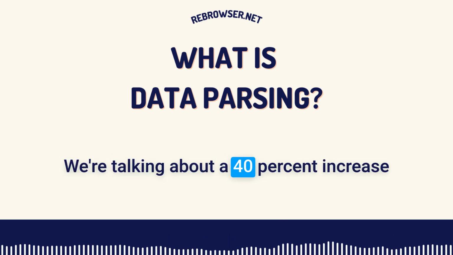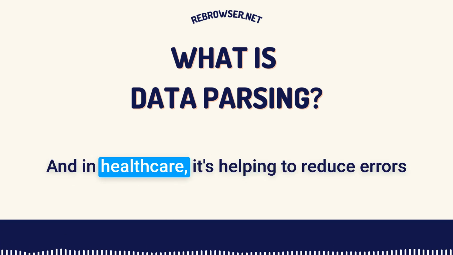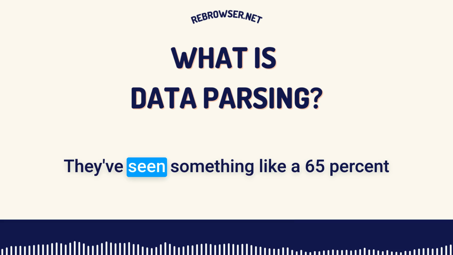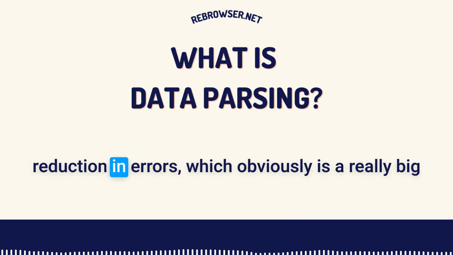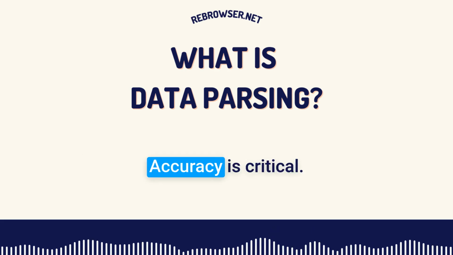We're talking about a 40% increase in speed for some of these processes. That's significant. It is. And in healthcare, it's helping to reduce errors in medical records and insurance claims. They've seen something like a 65% reduction in errors, which obviously is a really big deal when you're talking about people's health. Absolutely. Accuracy is critical.